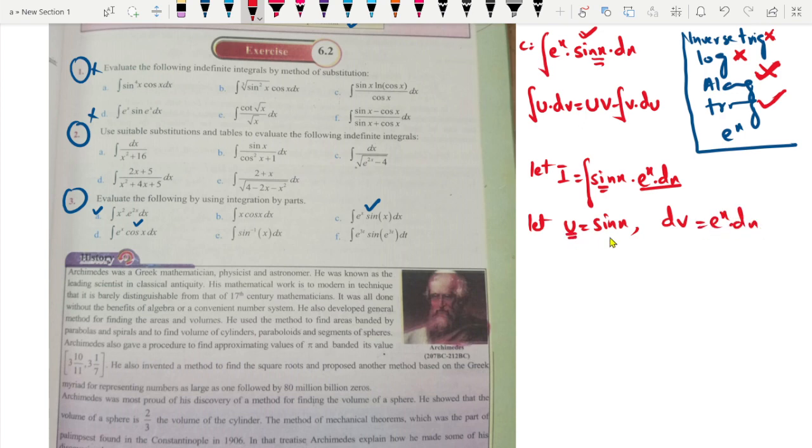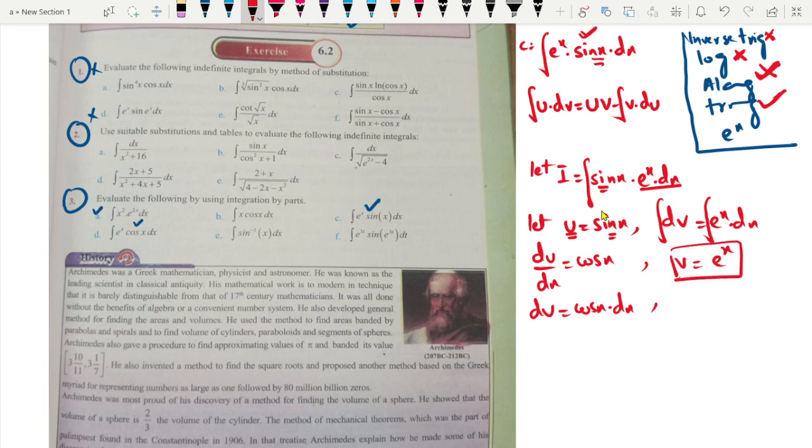Now take the derivative: du/dx is equal to cos x, so du is equal to cos x dx. Taking the integral on both sides, v is equal to the integral of e^x, which is e^x. So v is equal to e^x, u is equal to sin x, and du is equal to cos x dx.